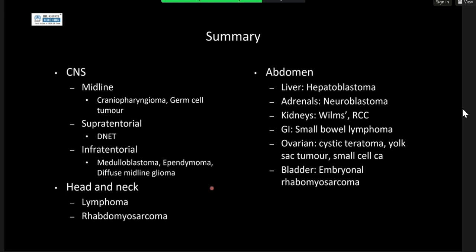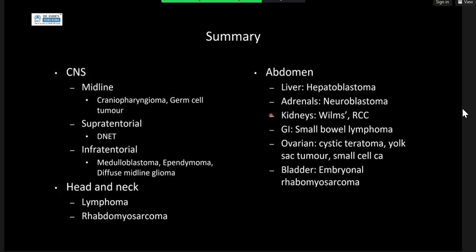Head and neck, think of your lymphoma and rhabdomyosarcoma. In my opinion, if you've got a head and neck lesion, always put in rhabdomyosarcoma first, then lymphoma, and then you can put in all the other differentials, okay? Liver, think about the claw sign to help you differentiate where it is coming from. You've got your hepatoblastoma, adrenals, your neuroblastoma. Think about this, remember the staging of MS in the infants less than 12 months, so less than 1 year.